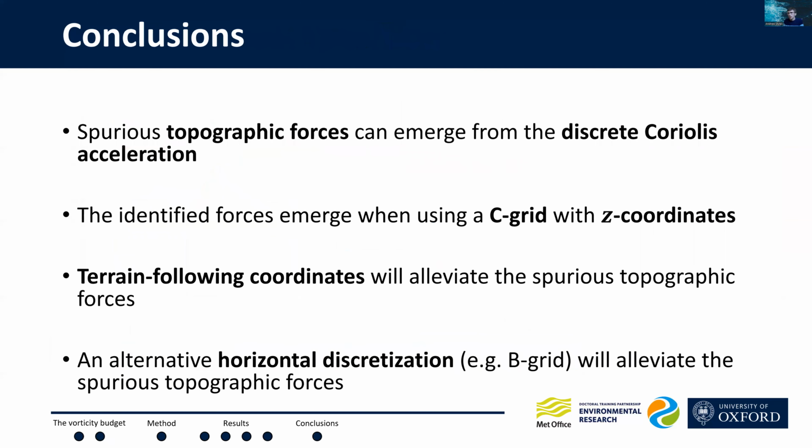So in conclusion, we've shown that spurious topographic forces can emerge from the discrete Coriolis acceleration, and they can dominate the vorticity budget of that circulation. The identified forces emerge when we use a C grid with Z coordinates. In our paper, we conclude that terrain following coordinates will alleviate that signal, or using an alternative horizontal discretization. So changing your grid from a C grid to a B grid would alleviate this contribution as well.